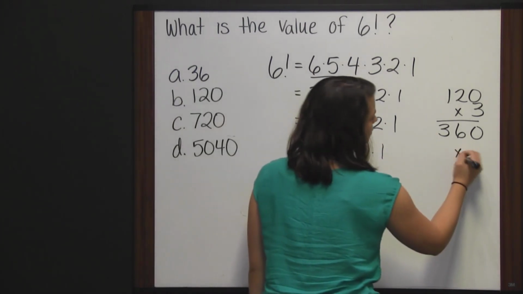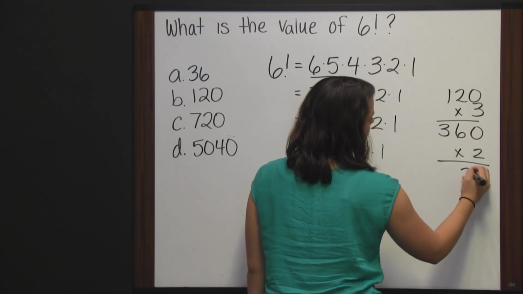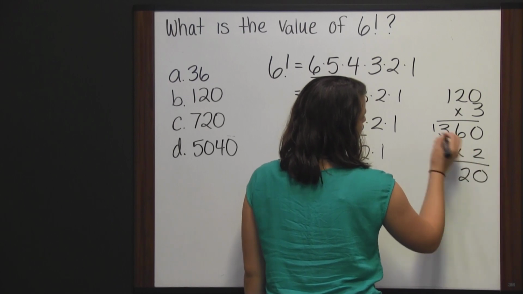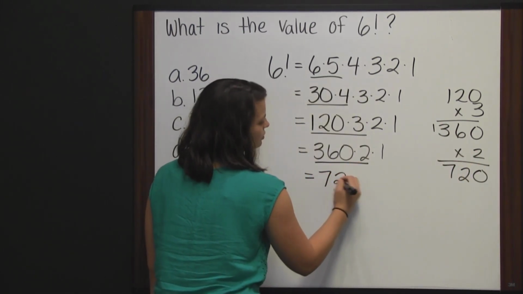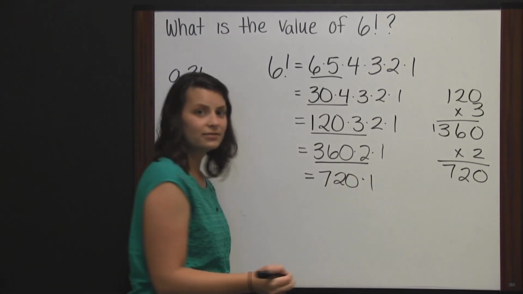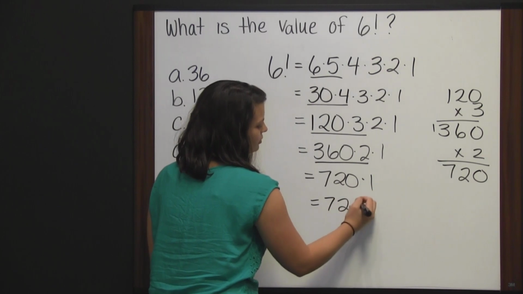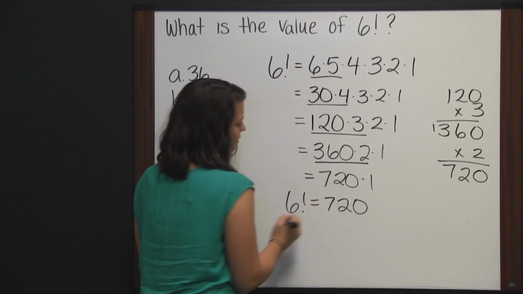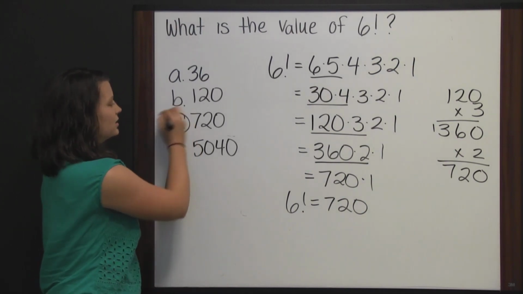360 times 2. 2 times 0 is 0. 2 times 6 is 12. Carry the 1. 2 times 3 is 6, plus 1 is 7. So 720 times 1. And 720 times 1 is just 720. So 6 factorial is equal to 720. Answer C.